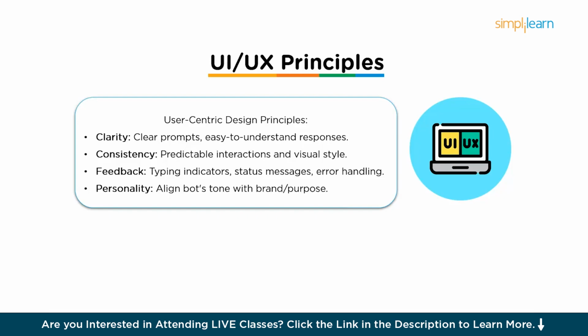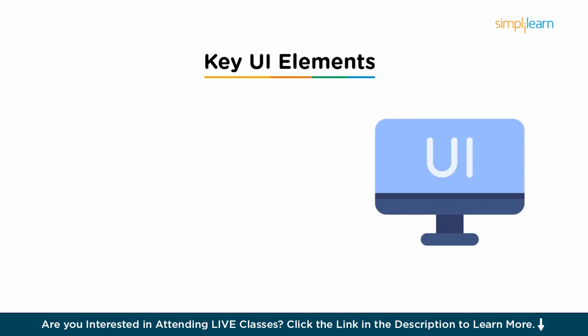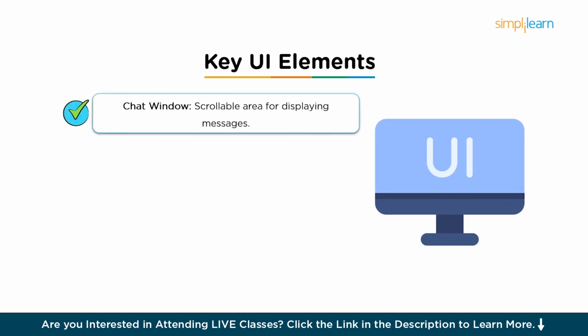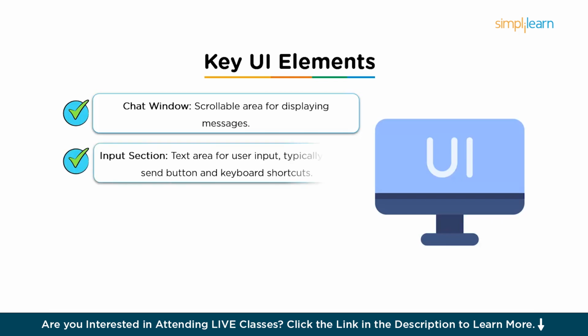effective to interact with. Building on our UI/UX principles, let's now identify the key UI elements that typically form the interface of modern chatbot applications. Understanding these components is crucial for planning and developing a user-friendly experience. Chat window. This is the most visible and central part of a chatbot interface. It's a scrollable area where all the messages from the user and the chatbot are displayed. It should be easy to read with clear message bubbles, or even formats that differentiate between who is speaking. Next, we have the input section.